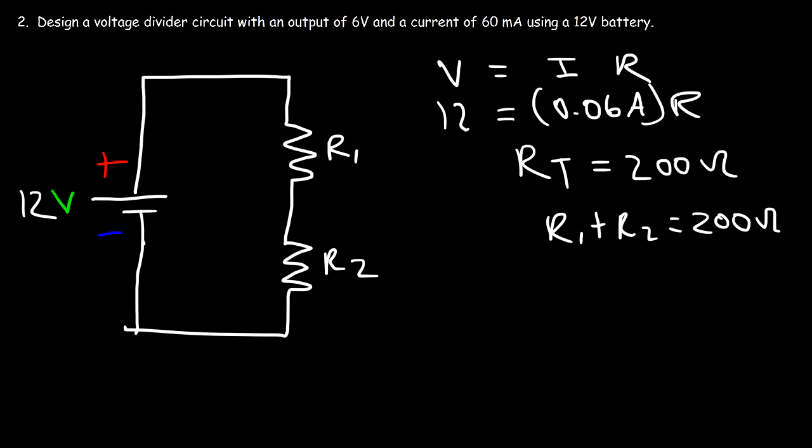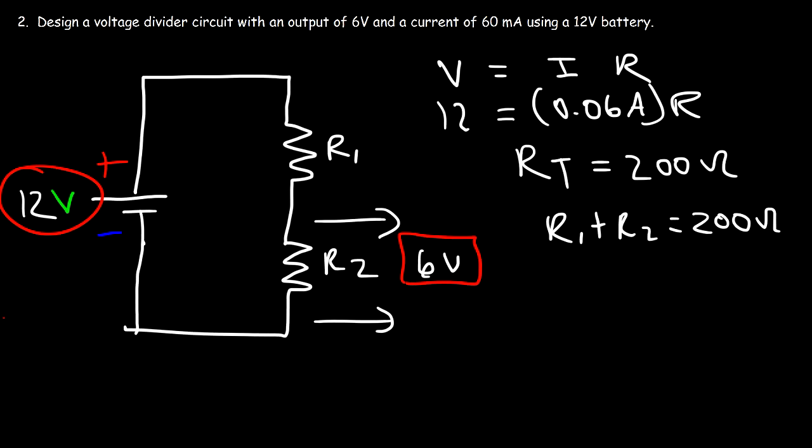Now notice that the output voltage is 6 volts. It's basically half of the voltage of the battery. If you want to cut it in half, what you need to do is make sure that these two resistors are equal in value. So what two numbers add up to 200 and are equal to each other? So this has to be 100 and this has to be 100. In that case, we can have a current of 60 milliamps and an output voltage of 6 volts.